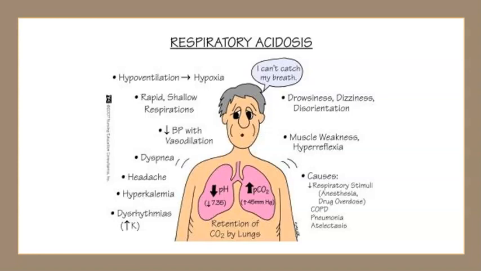When we look at causes of respiratory acidosis, again, this is hypoventilation or hypoxia. So they have that increase in CO2. Rapid shallow respirations, low blood pressure, vasodilation, shortness of breath, hyperkalemia, dysrhythmias, we'll see with the hyperkalemia, drowsiness, dizziness, disorientation, patients who just are not breathing effectively, muscle weakness, drug overdose, COPD, pneumonia, your respiratory components where your patients just are not ventilating effectively.